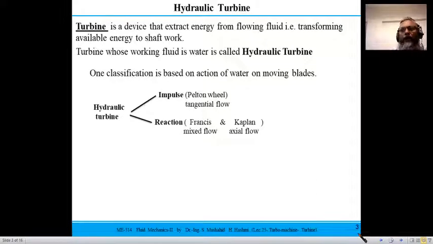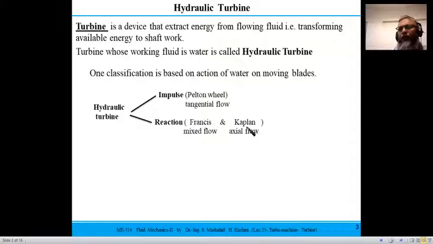There are different types of classifications based on energy, based on the working fluid, based on the direction of the flow of water. So we broadly classify water turbines, in which the working fluid is water, called hydraulic turbines, into two broad categories. One is called impulse, the other is called reaction. Their idealization we will look into in detail later, but for the impulse turbine, the example is a Pelton wheel, where the direction of the flow is tangential. Whereas in reaction turbine, the example is a Kaplan turbine, which is actually an axial flow turbine.